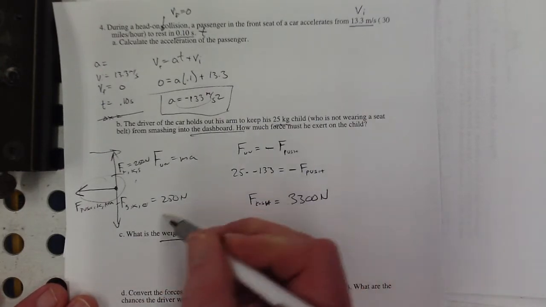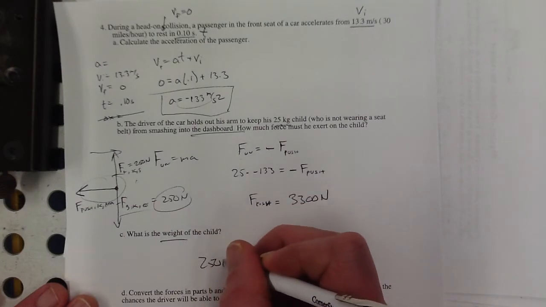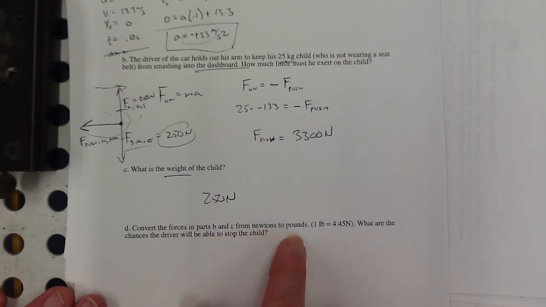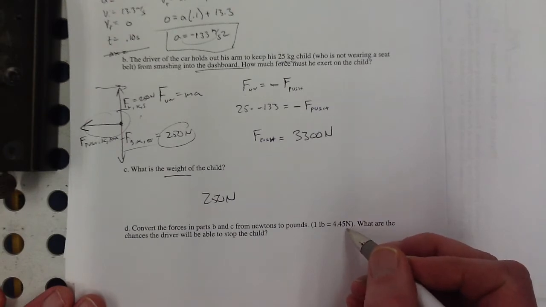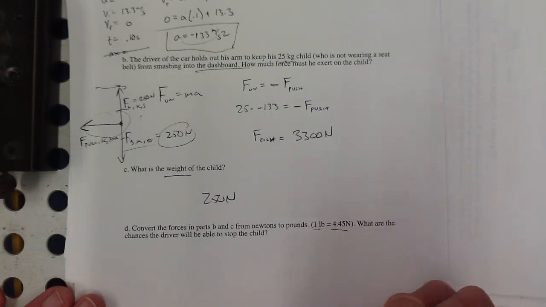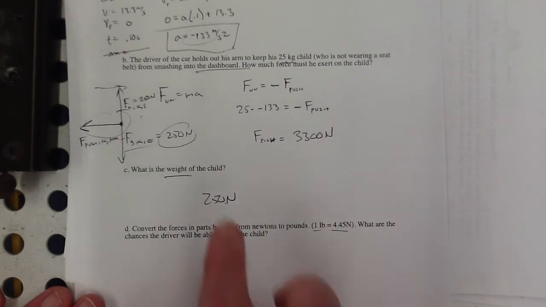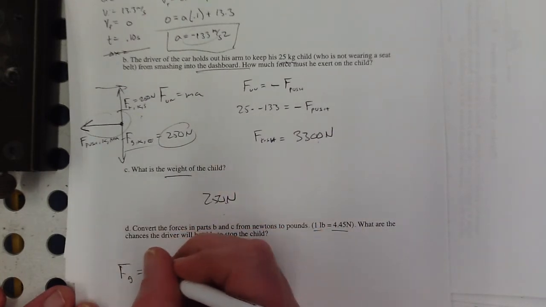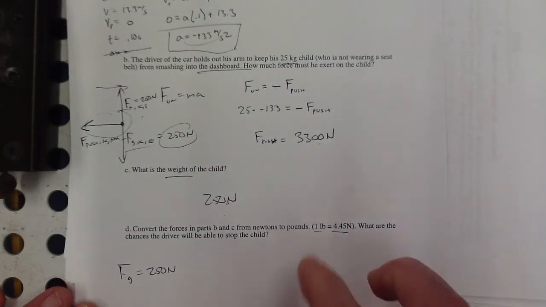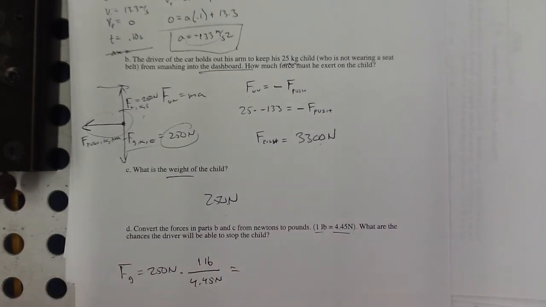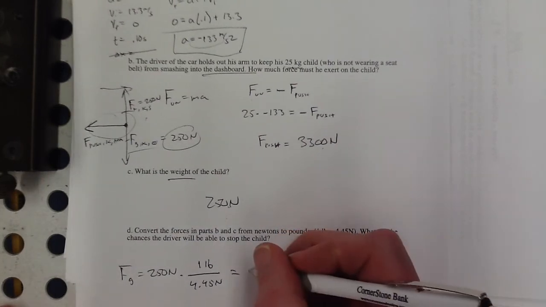Oh, what's the weight of the child? Well, the weight and gravitational force are the same thing, so 250 newtons. Okay, so convert the forces in parts B and C from newtons to pounds. So to get from newtons to pounds, if 1 pound is 4.45 newtons, you have to divide these by 4.45. You can set up like a little conversion. So the weight of the kid, which is 250 newtons, if you wanted to convert that, this is a conversion factor, so that means 1 pound can be on the top, which is the same as 4.45 newtons on the bottom. So how many pounds does this kid weigh? 250 divided by 4.45 is about a 56-pound kid.